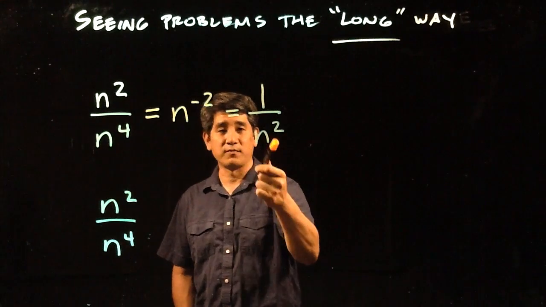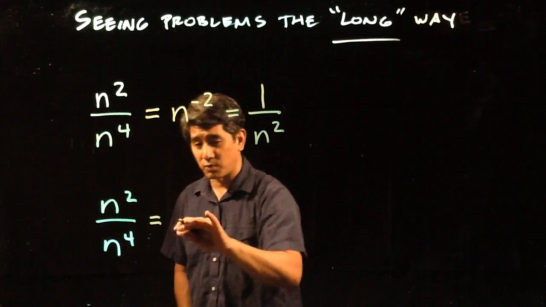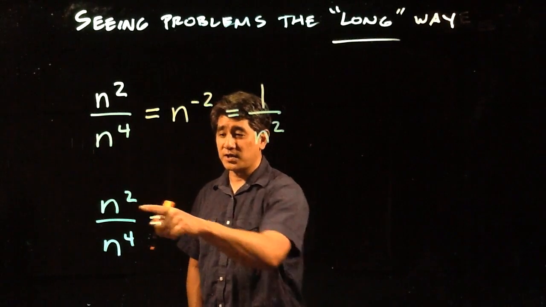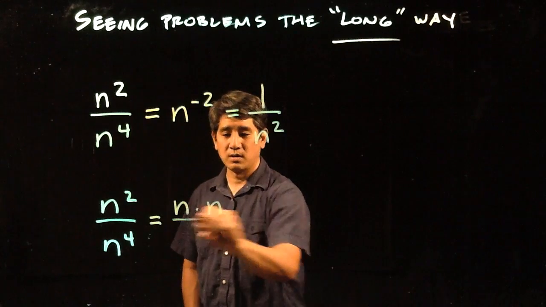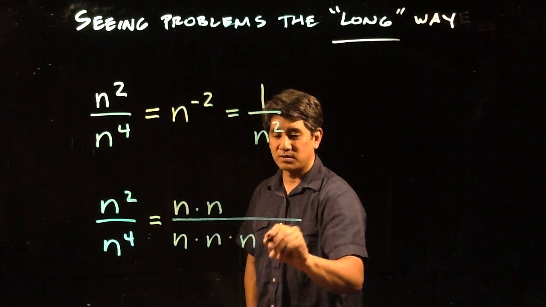All right, now, if I were to do this the long way, not only could I avoid the negative, but I'd avoid the flipping step too. All right, and so even though I probably do this in my head, I'm going to write it out so you can see it. Writing this out the long way would be n times n. And then on the bottom, n to the fourth would be n times n times n times n.